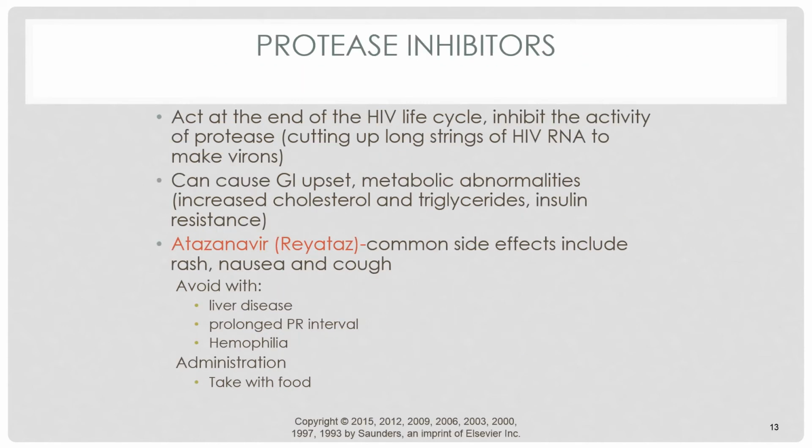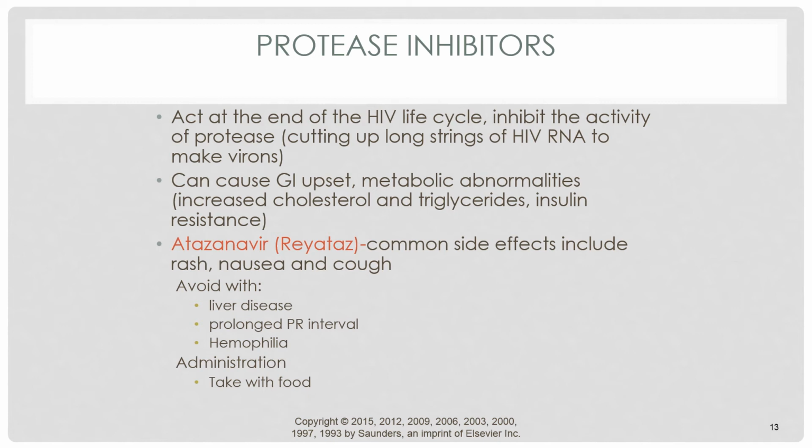A protease inhibitor. These are some of the earlier ones. They act at the end of the HIV life cycle. So what happens is the HIV inserts itself. It tells our nucleus to start making long strings of the HIV RNA. And then what has to happen, it has to be snipped into, I like to think of bite-sized little pieces of HIV, but it has to be snipped into the actual virion, right? And you need the protease inhibitor to do that.